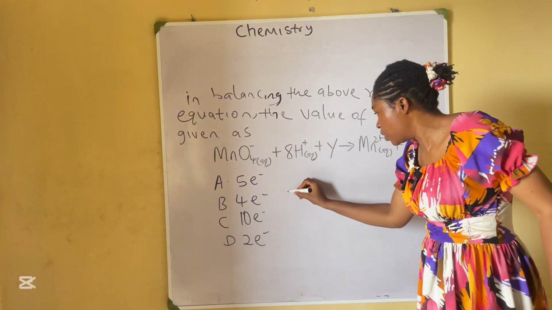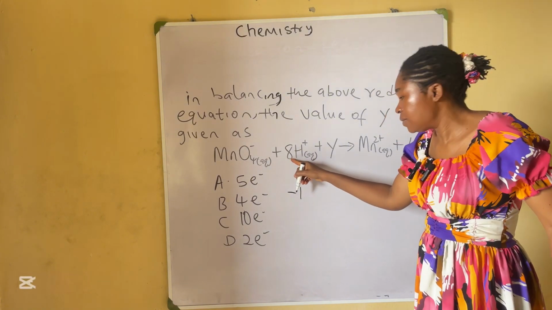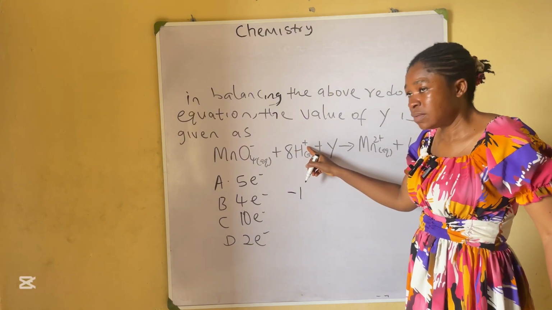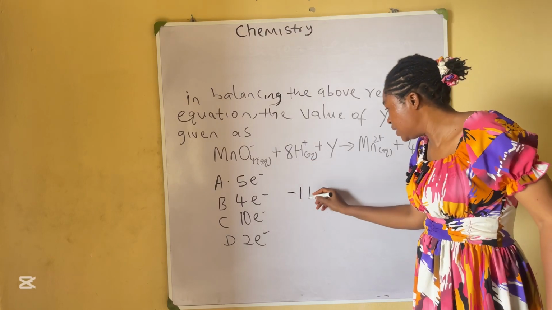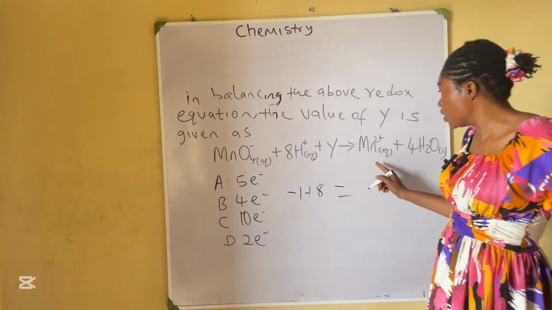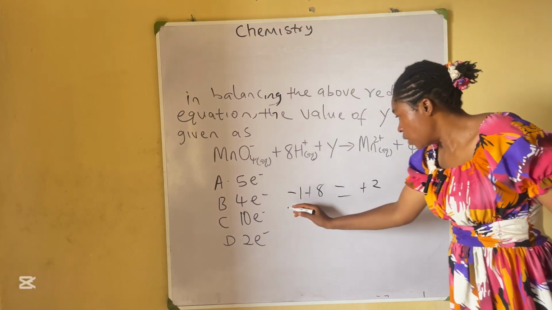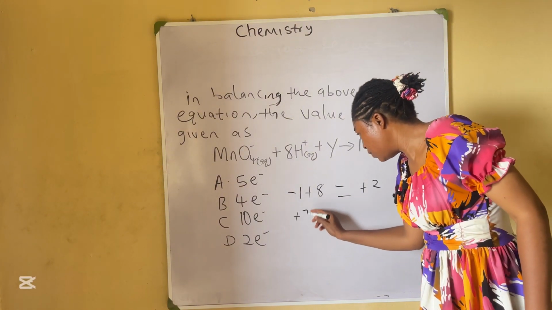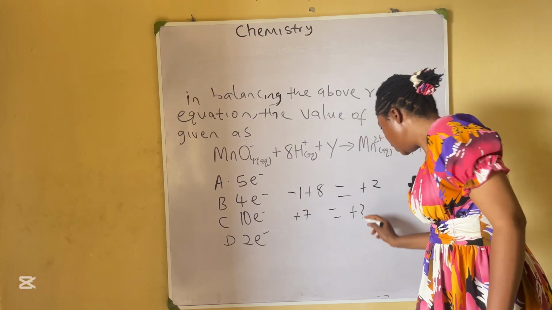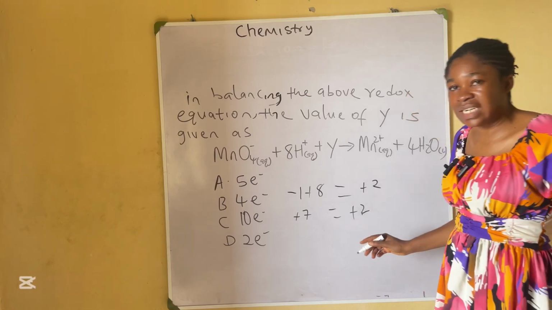What do I have here? Minus 1 on the left hand side. 8 times plus 1, that's plus 8. And on the product side, what do I have? 2 plus, that's plus 2. Minus 1 plus 8 is plus 7. It's not equal to plus 2. So you can see the charges are not the same.